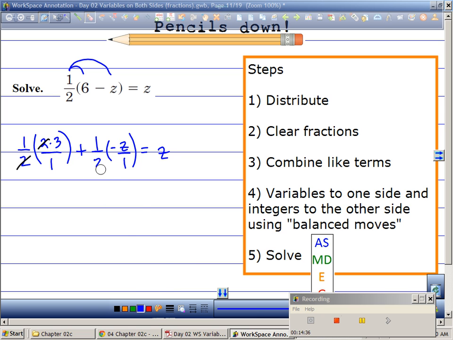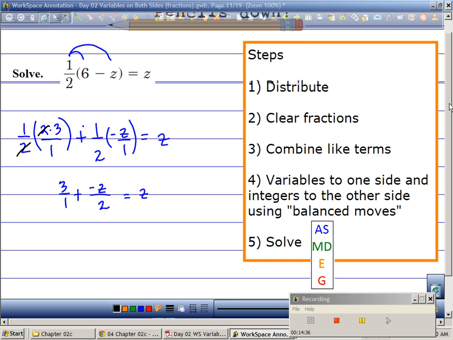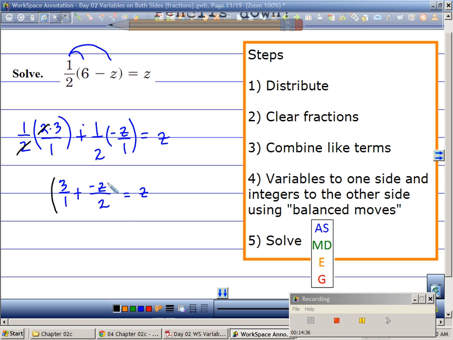these don't, that looks like a z. My bad. It's a 2. It's hard to have 2's and z's in the same problem. All right, so we're left with 3 over 1 plus 1 times negative z is negative z over 2 equals z. We still have a fraction. What should we do? Multiply everybody by what? 2. Good.